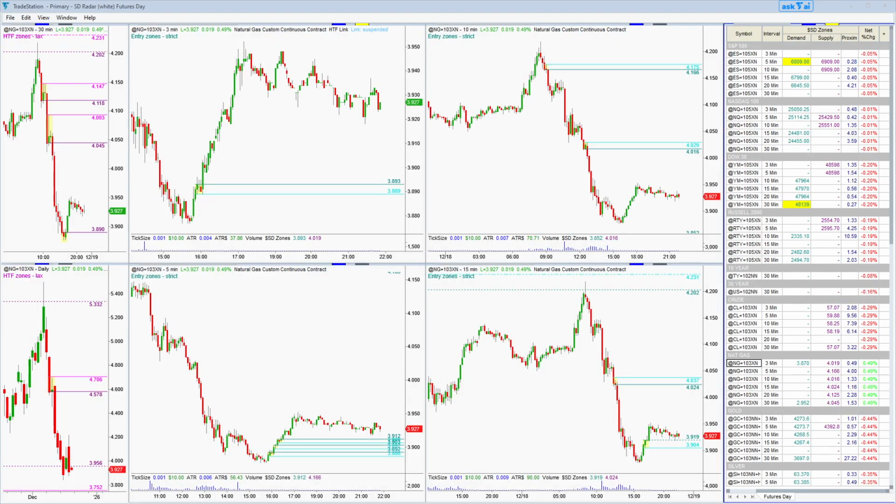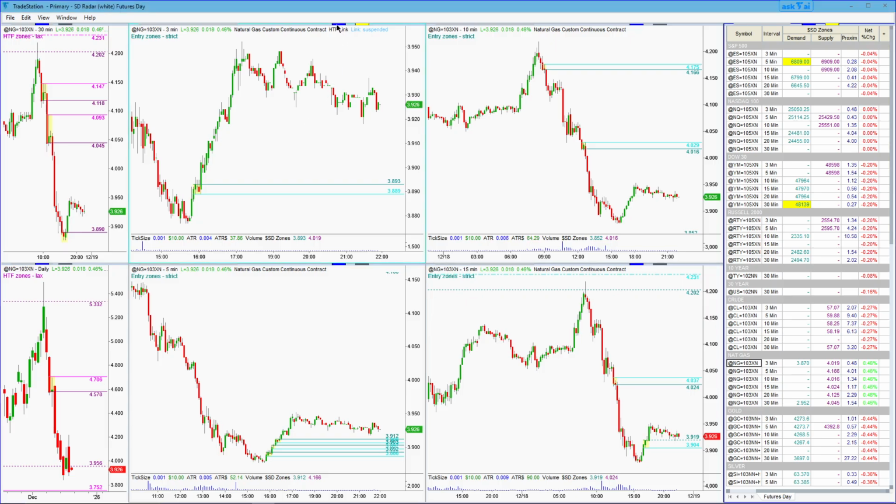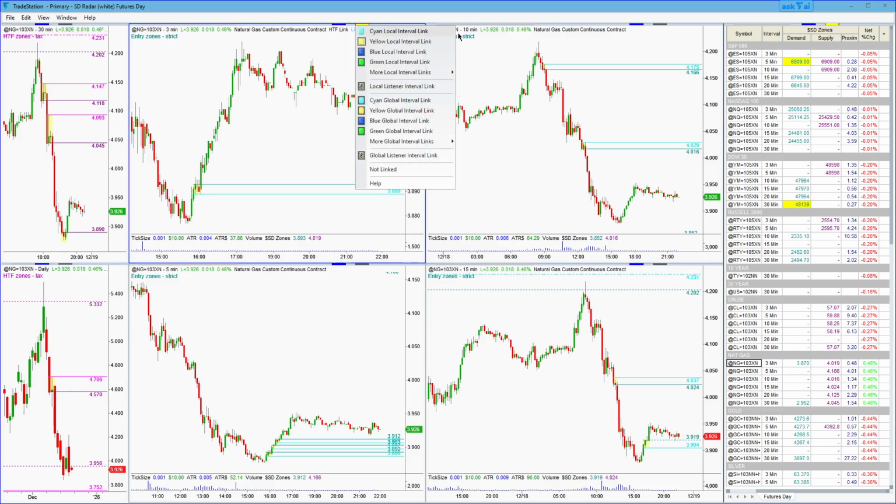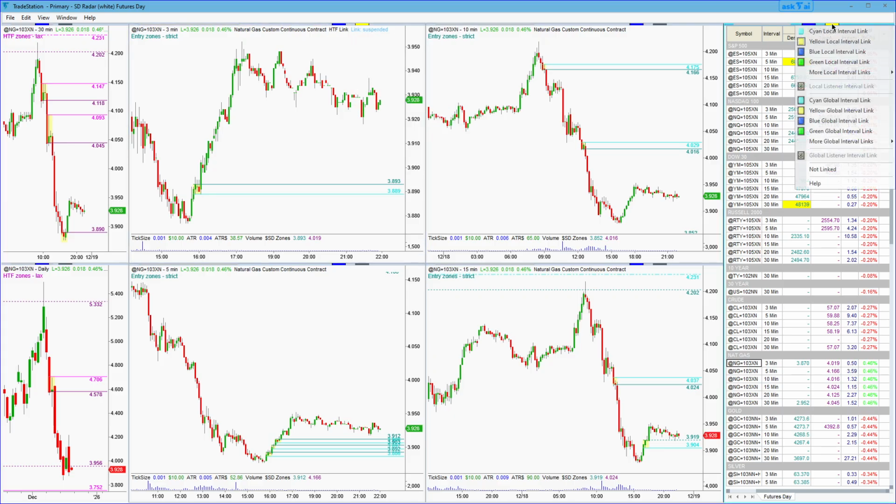Next problem. We have radar screen over here scanning for 6 different intervals of each symbol. We added 2 more earlier this year in order to widen the net and find more trades. The top left of these 4 entry charts is symbol and interval linked to the radar screen, so that whichever row you click over here becomes what is shown in this top left chart. We did that out of necessity. So we have the blue symbol link, the yellow interval link, and that's matched to the radar screen.